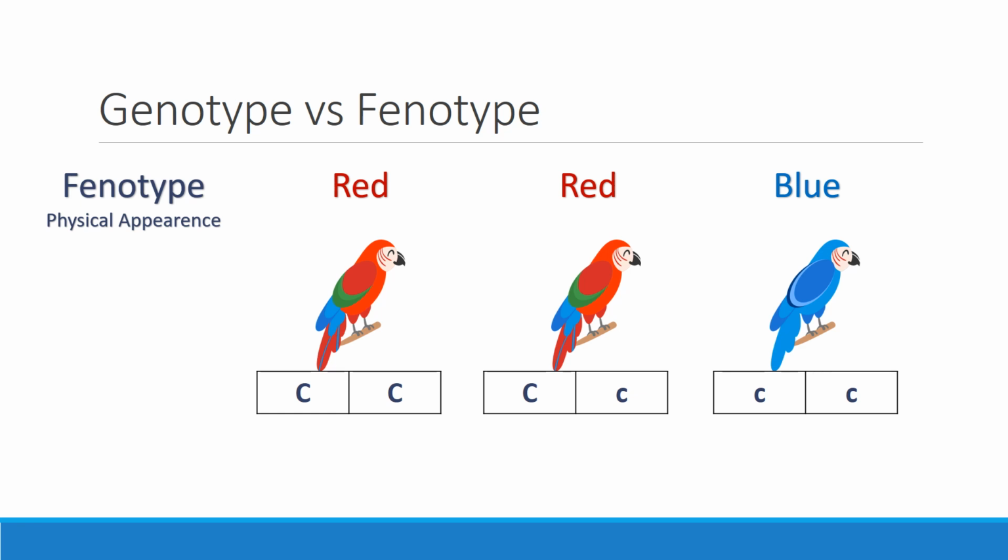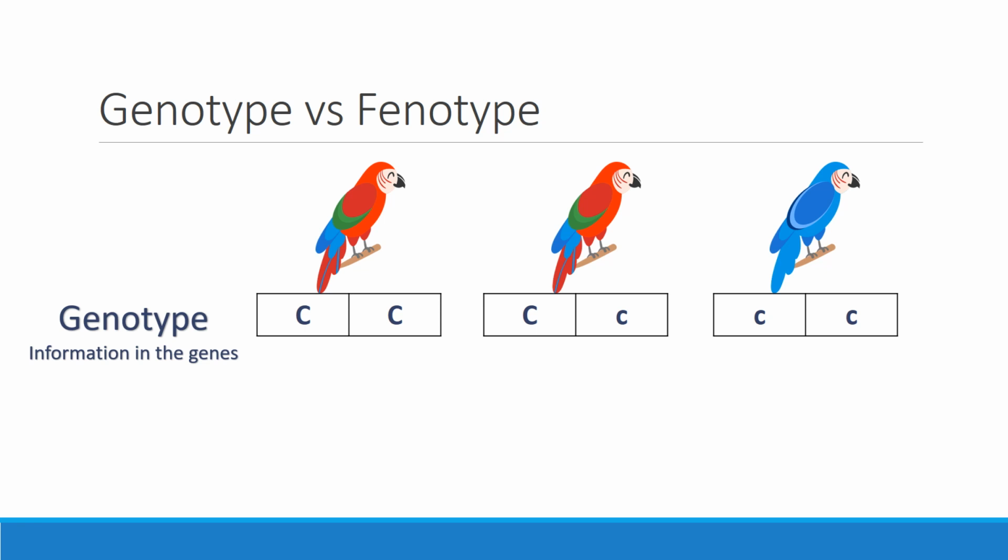So basically, when somebody asks you what the phenotype of a trait is, it's the resulting physical traits you can see. So, for example, in this case, the phenotype of these birds, of the color of the bird, is either red or blue. That's it.